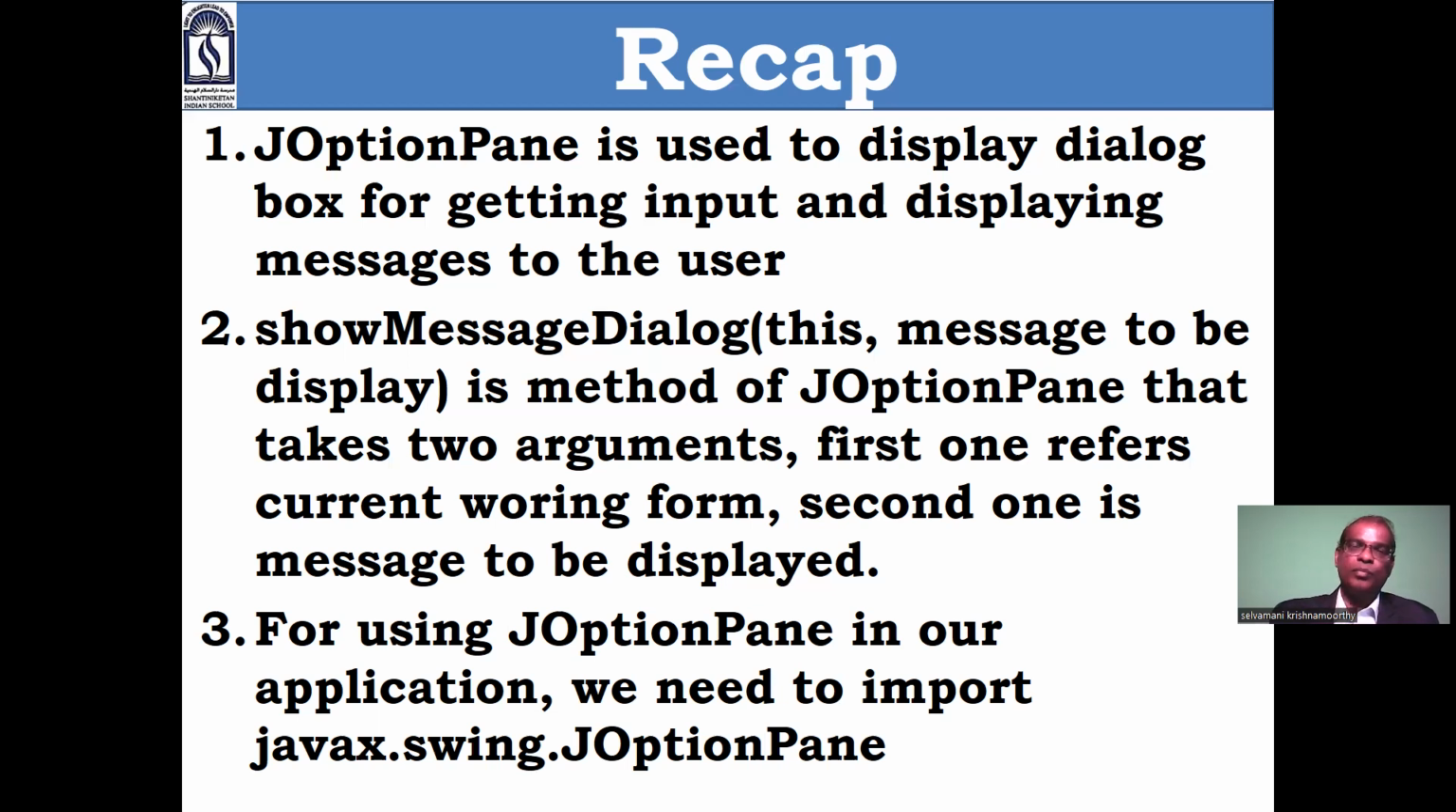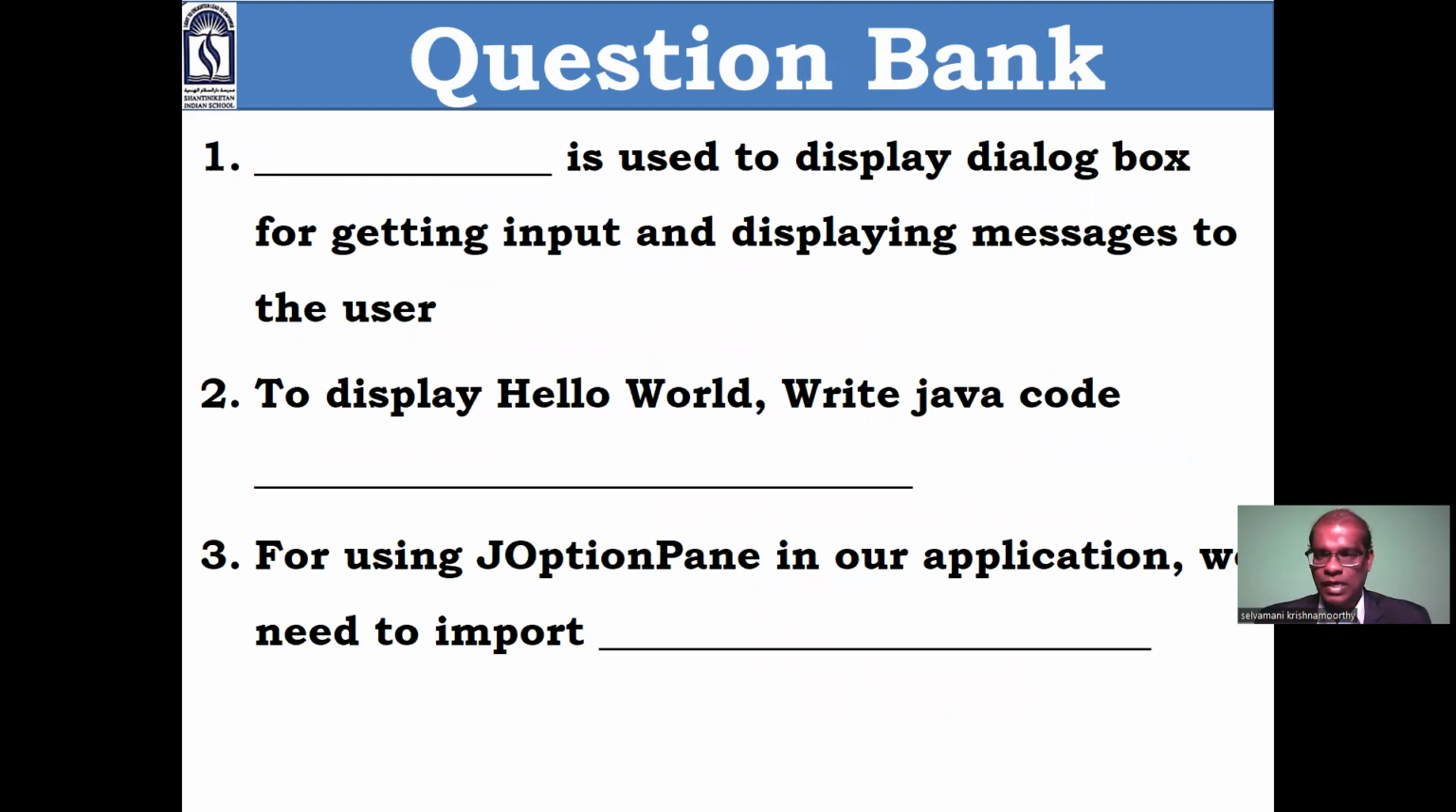Good. Now we can proceed with the question bank. Still, if you have doubts, rewind the video, play it, listen, and then try to answer the questions. Number one: dash is used to display a dialog box for getting input and displaying a message to the user. Can you try it yourself? Yes, you are right. The answer is JOptionPane.